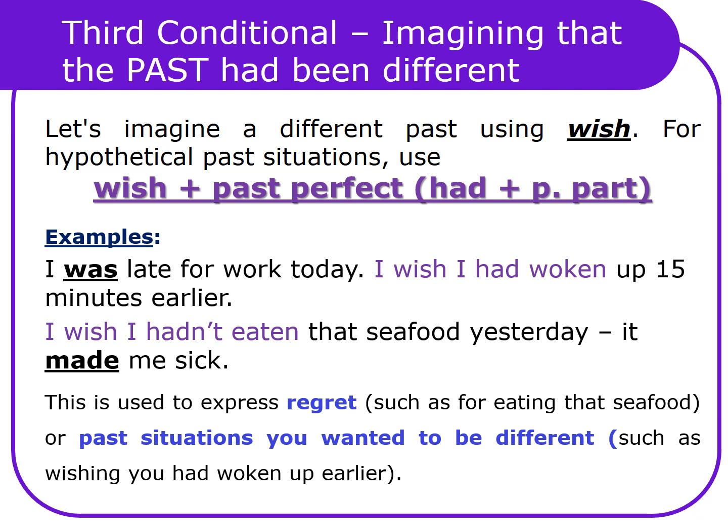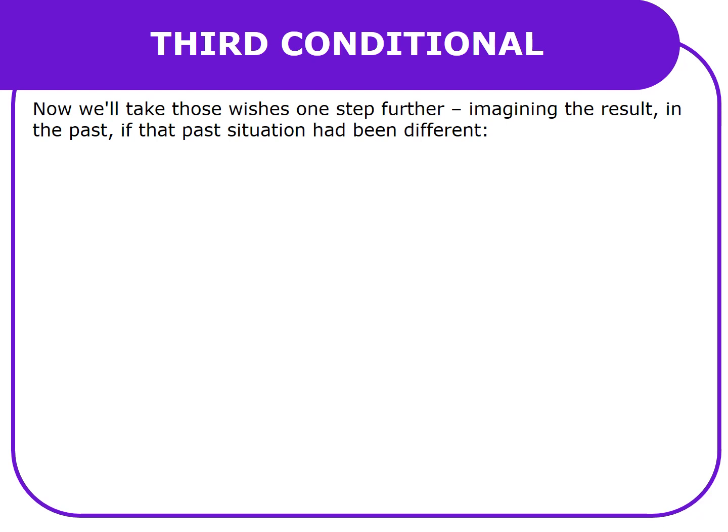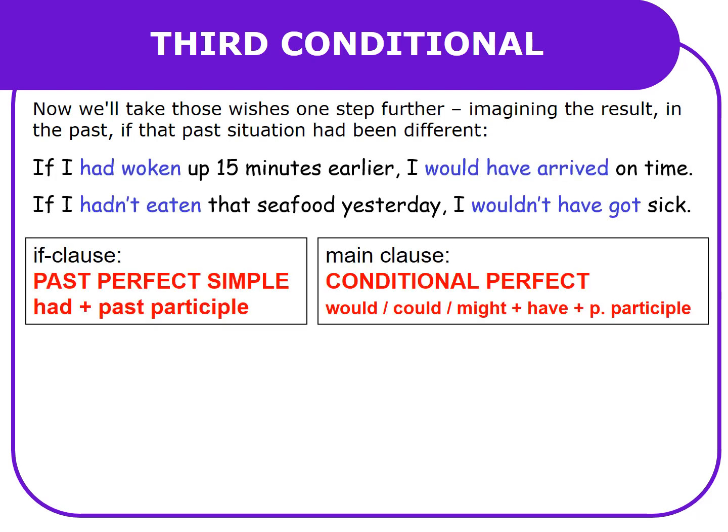If you pay attention to this, when I use I wish plus past perfect, it's the same as when I use the third conditional, because both are used to express regret. The third conditional: now we'll take those wishes one step further. If I had woken up 15 minutes earlier, I would have arrived on time, so it's a regret. If I hadn't eaten that seafood yesterday, I wouldn't have got sick.